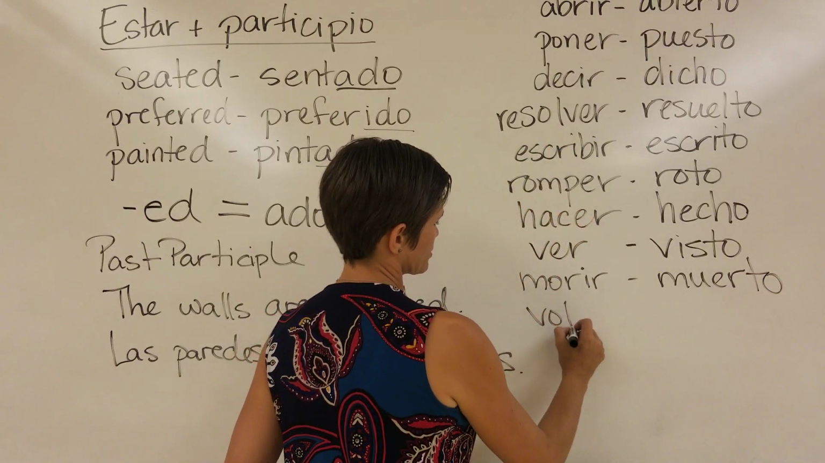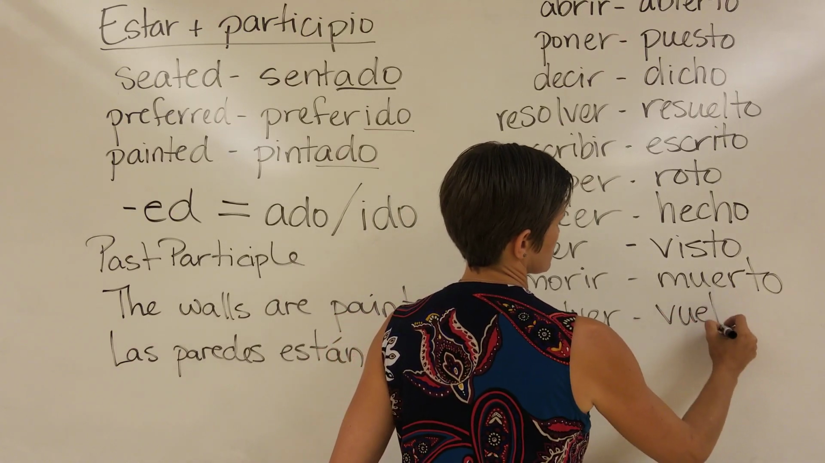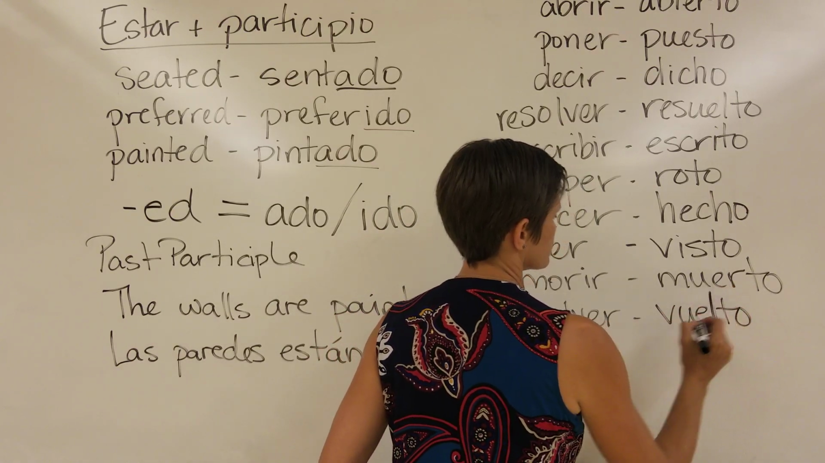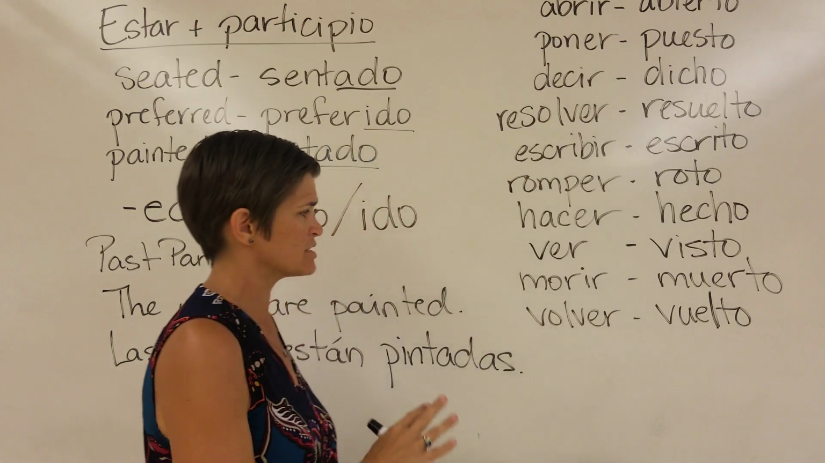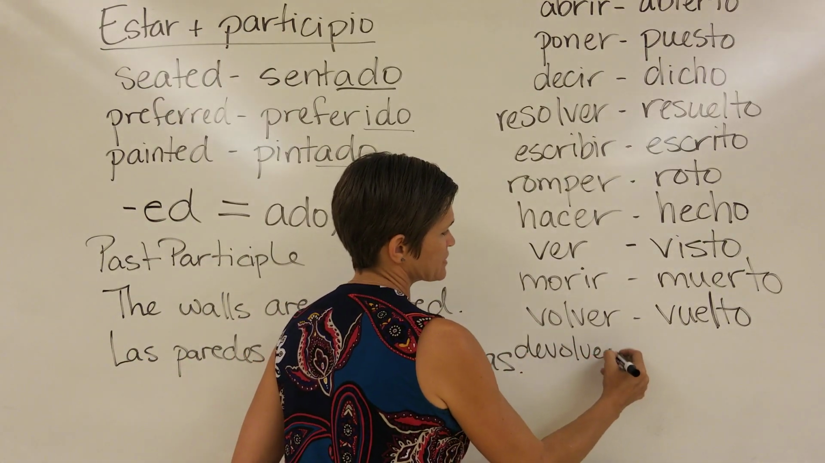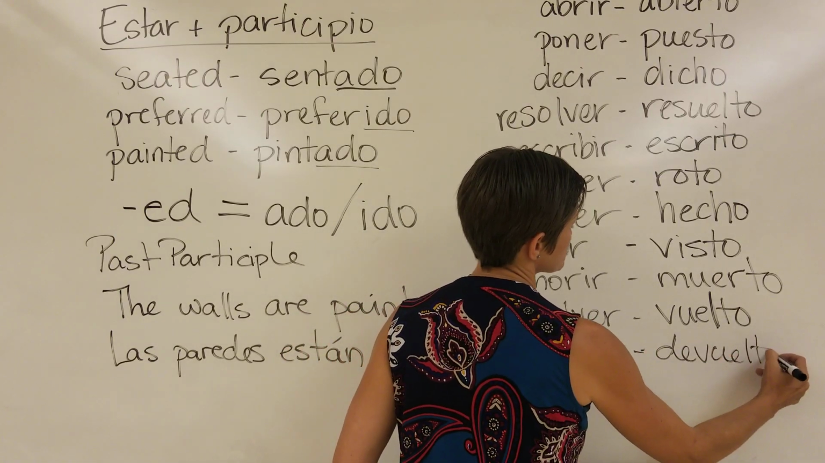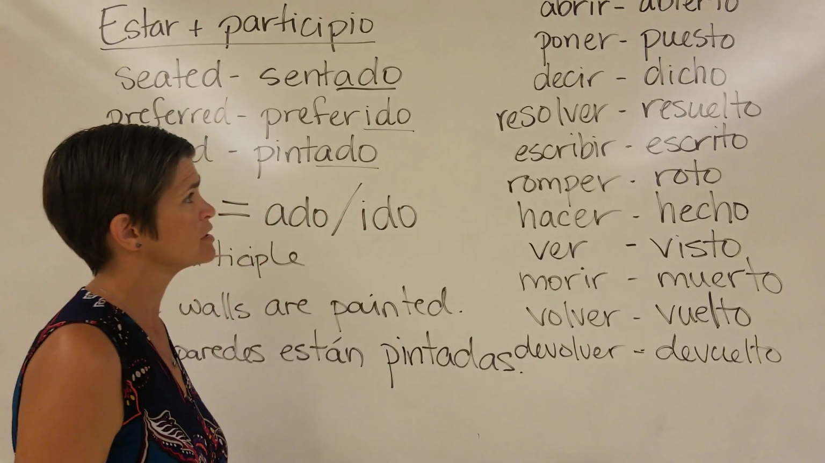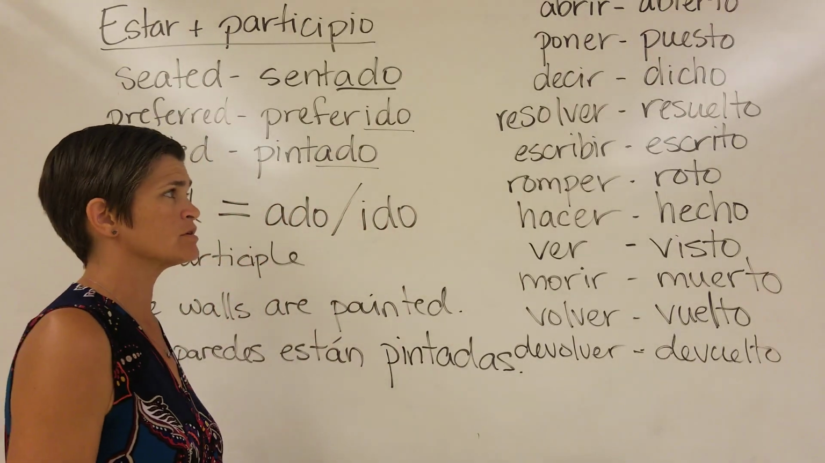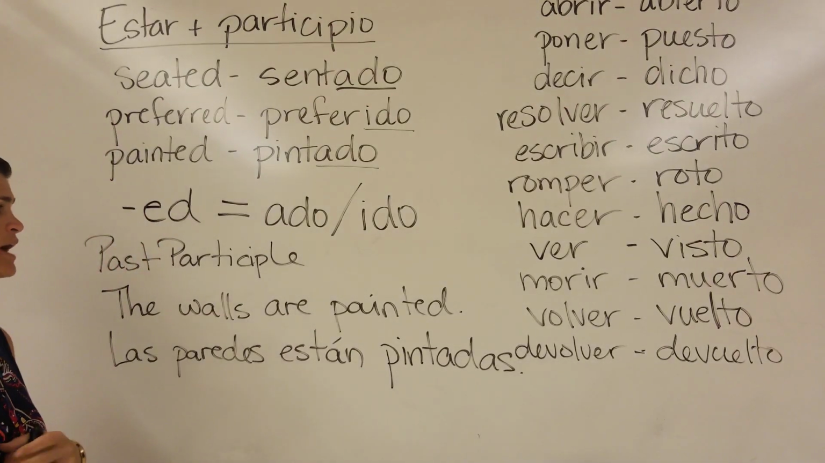And volver is to return. Vuelto is returned. And the same thing will work for devolver. It just returned an item, is returned instead of a person. So those are all of our irregulars, and hopefully you have everything you need that I don't have on my screen.